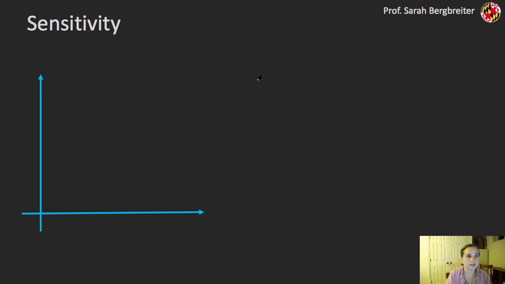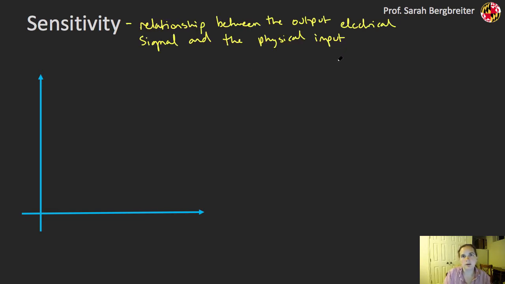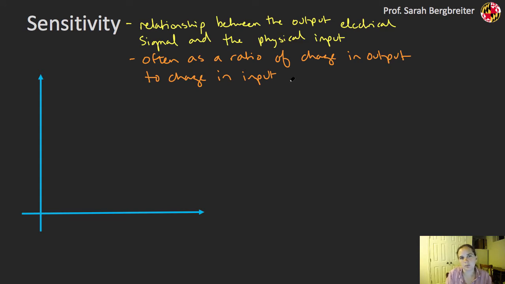We'll start with sensitivity, which is effectively the relationship between the output of an electrical signal from your sensor and the physical input. This is often given as a ratio of the change in output to change in input. So it might be something like ohm per lux for the cadmium sulfide light or photoresistor that you have. Or for an accelerometer, you might have something like volts per meter per second squared. Volts for acceleration, or volts per G often is what it's given as, right? So you can have a number of these based on the type of sensor that you have.